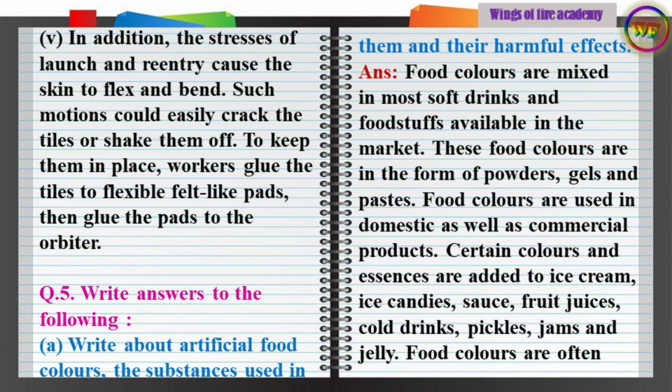Question 5. Write answers to the following. A. Write about artificial food colors, the substances used in them, and their harmful effects.